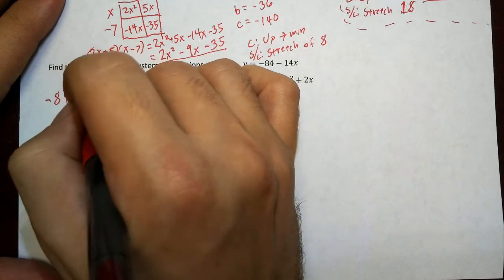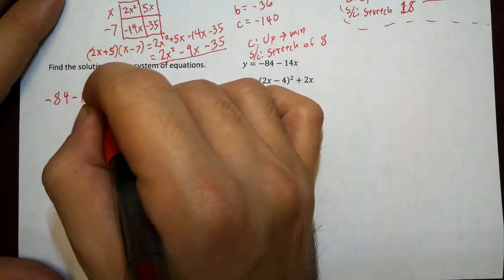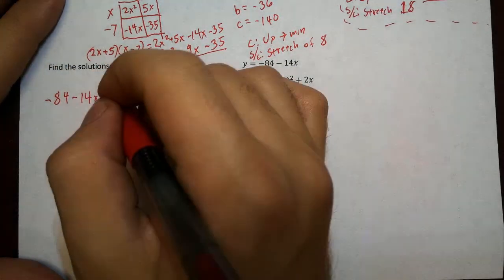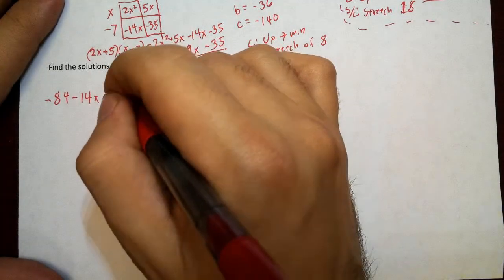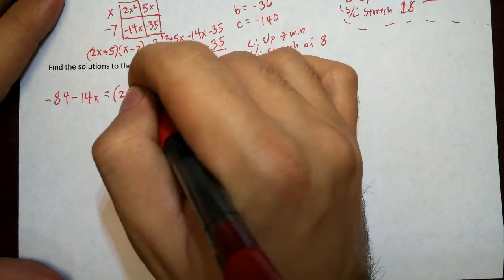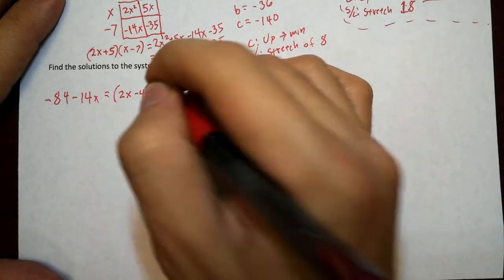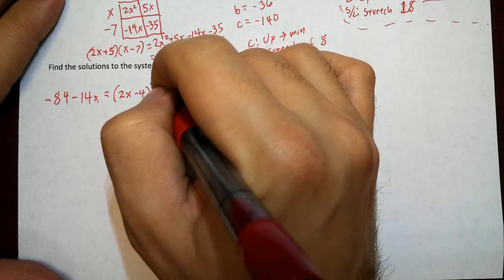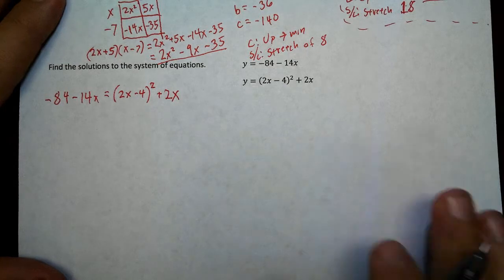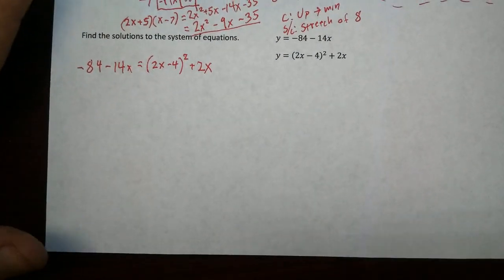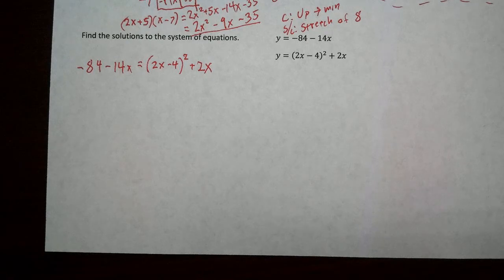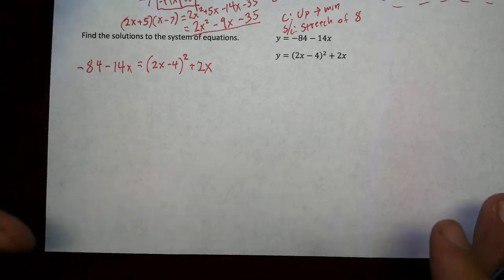84 minus 14x. Man, this one's just going to be a beauty. This is a great problem. You can already tell. Got some great layers to it, like an onion. God, you can tell it's late just by the things I'm saying.